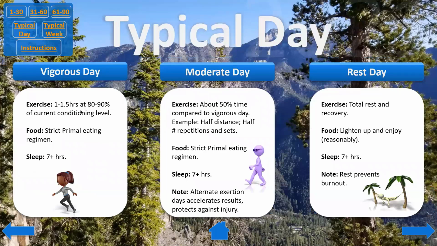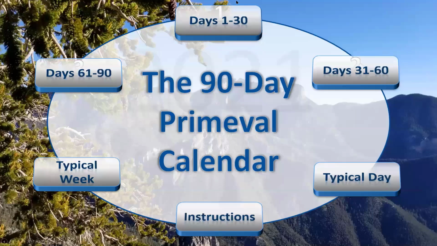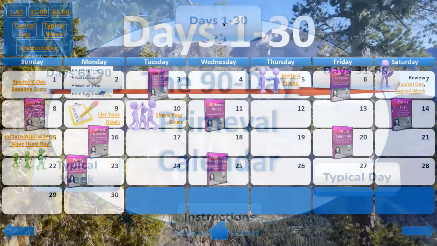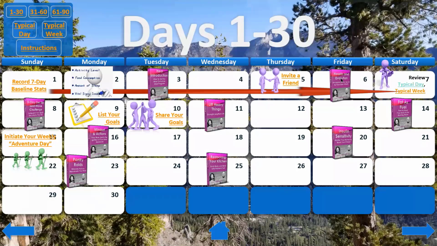Okay, typical day. You're gonna have a vigorous day. You're gonna have a moderate day. You're gonna have a rest day. And what you want to do is not go vigorous every single day. You want to space things out and remember to have a rest day each week. Okay, I'm gonna hit down at the bottom. I'm gonna hit the little house, bringing me back home. And let's go back to days 1 to 30. See how easy it is to navigate this calendar.